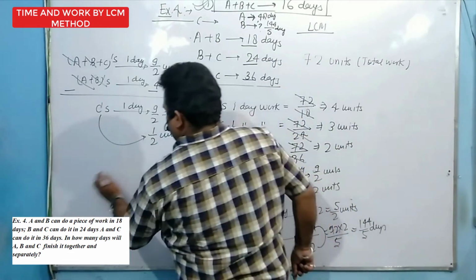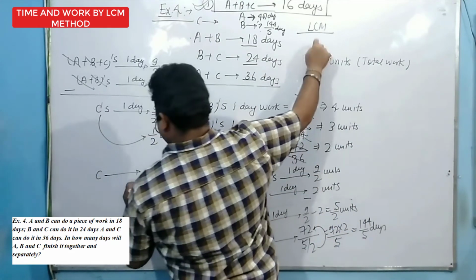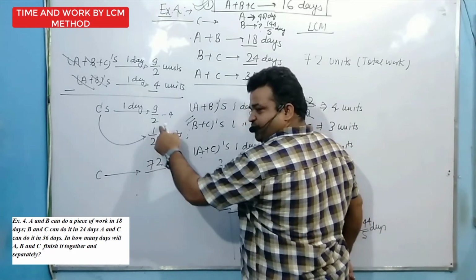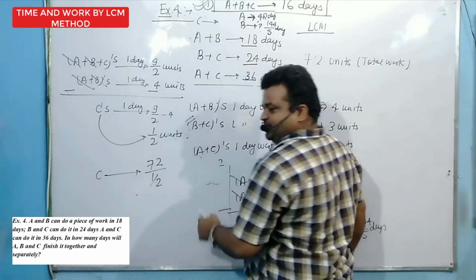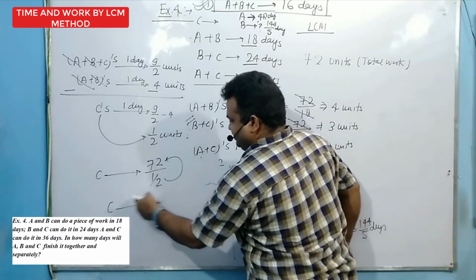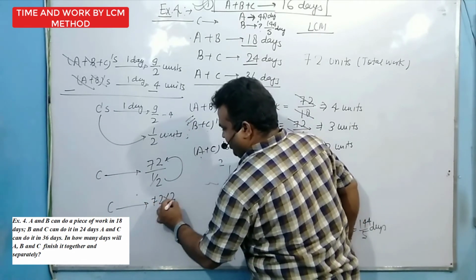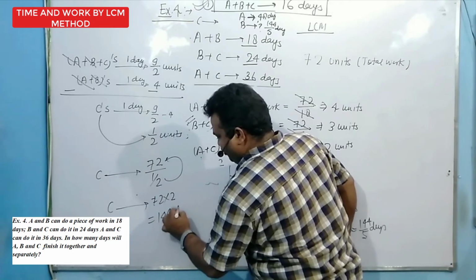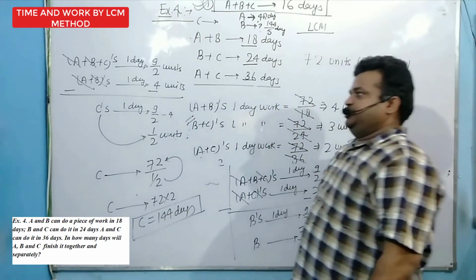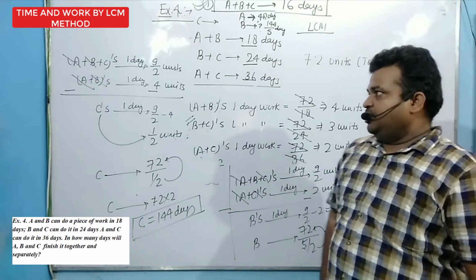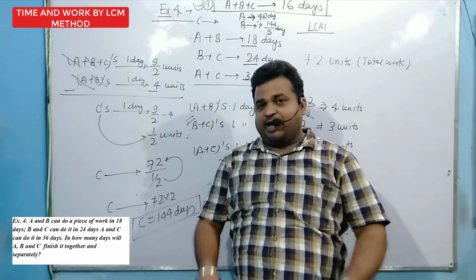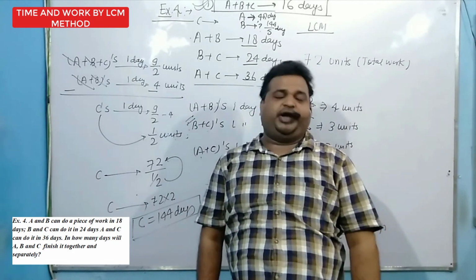Okay. So how many units need to be produced? 72 units, and C manufactures 1/2 unit per day. So if I divide by this 1 day work, you will get the total completion days. So C takes 72 multiplied by 2. It comes to C taking 144 days to complete the job. So this is the question based on the LCM method, separately and working together.